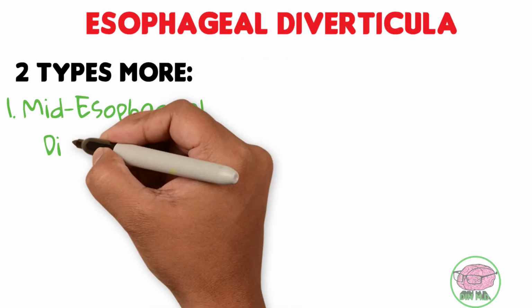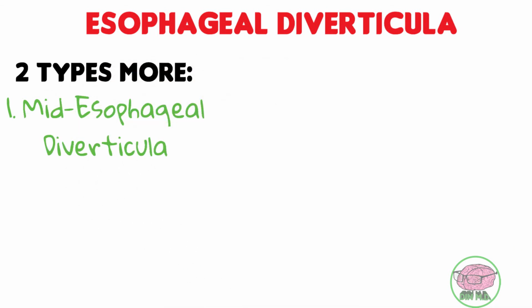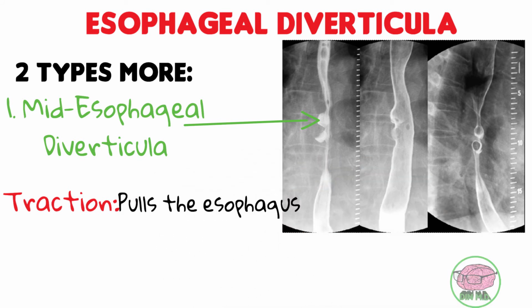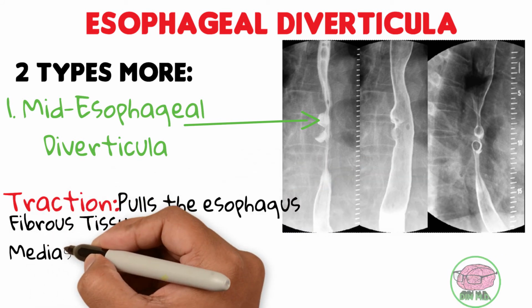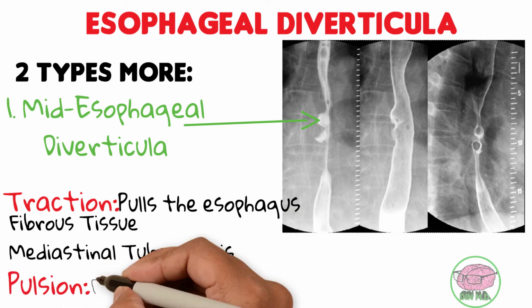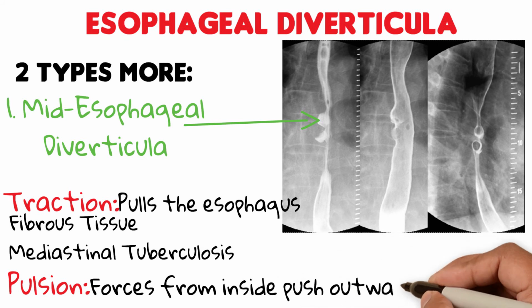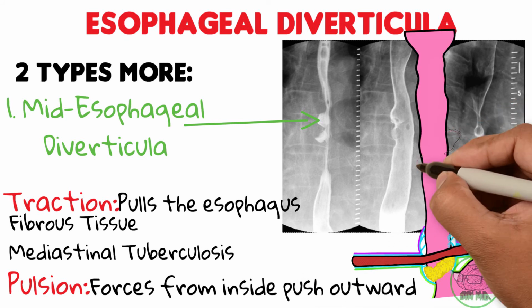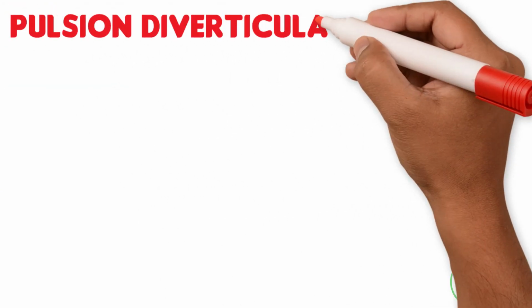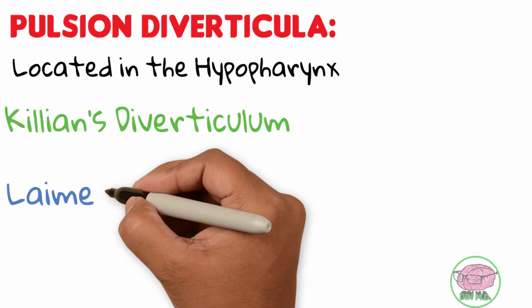The mid-esophageal diverticula is located in the middle of the esophagus, as you can see in this esophagogram, and it can be due to two things. Traction diverticula occurs when something pulls the esophagus, for example fibrous tissue due to mediastinal tuberculosis, while pulsion diverticula occurs when forces from inside the esophageal lumen cause the outpouching, usually because of a motility disorder. This type of diverticula also includes the ones that we have learned before, the Killian's, Laimer, and Killian-Jamieson diverticula.